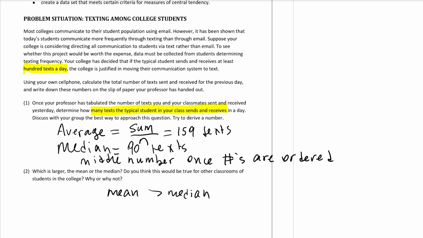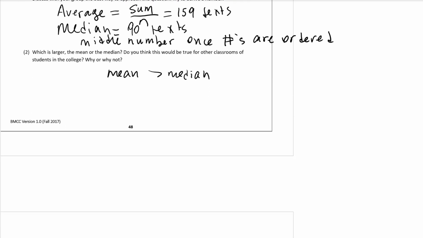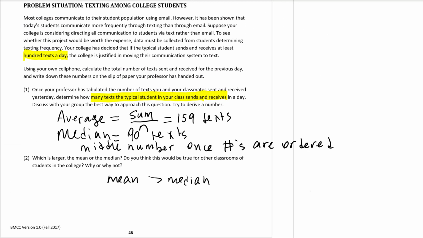Do you think it's going to be true of other classrooms of students? Well, it's a difficult question to answer, but when students take a class, the students taking this course have similar characteristics to other students who go to BMCC, correct? So the patterns at which students text might be similar, right? What other thing I want you to note is that the mean is higher than the median. Why are they not similar?